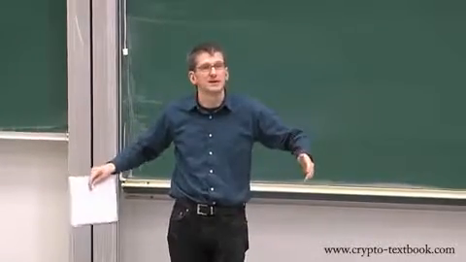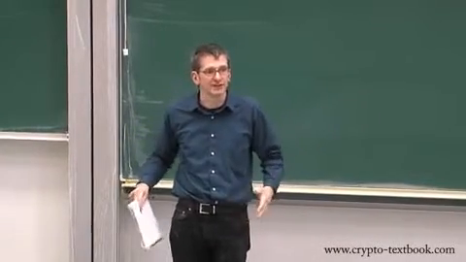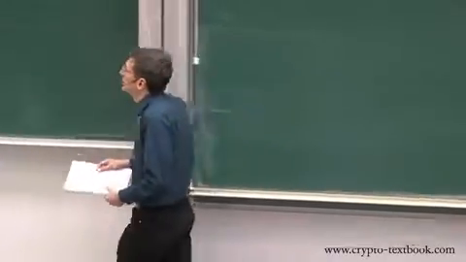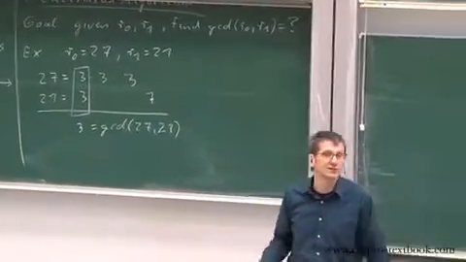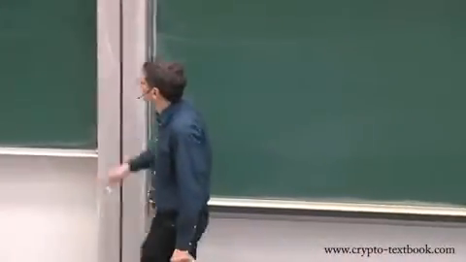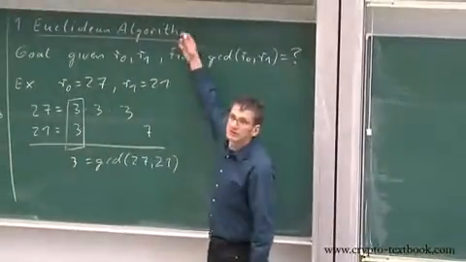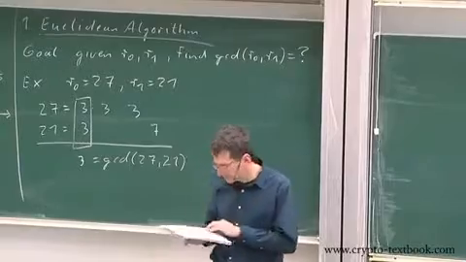1000-bit numbers in RSA nowadays. We cannot factor 1000-bit numbers. It doesn't work. So the question is, are there faster methods available? And surprise, surprise, there is a faster method available. This is the Euclidean algorithm.